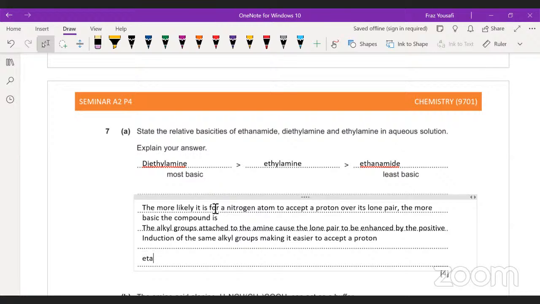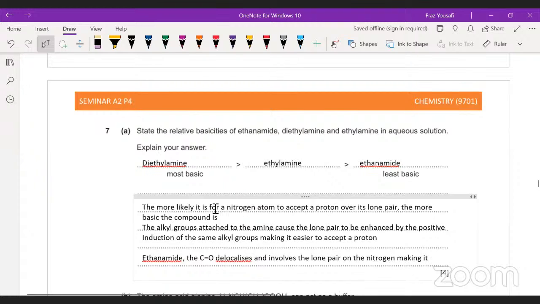And then in the ethanamide, you need to mention that your actual C double bond O extends its delocalization onto the lone pair of the nitrogen that it's attached to in the amine group in the amide linkage, making it less likely to accept a proton.